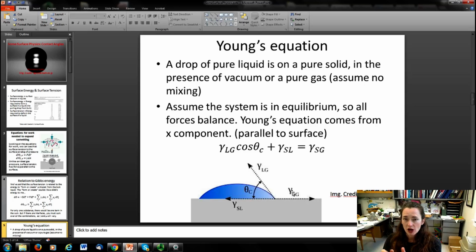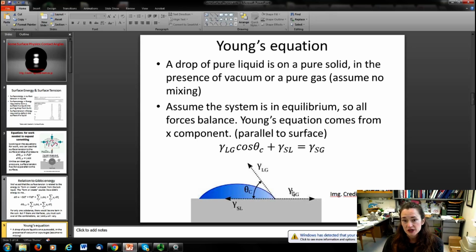To get started, we're going to assume that we have a pure liquid on a pure solid in the presence of vacuum or a pure gas. We're not going to assume any mixing or diffusion. We're going to assume that this liquid is not reacting chemically with the surface, that it's a physisorbed surface. And we're also going to assume that the solid isn't soluble in the liquid or anything like that.